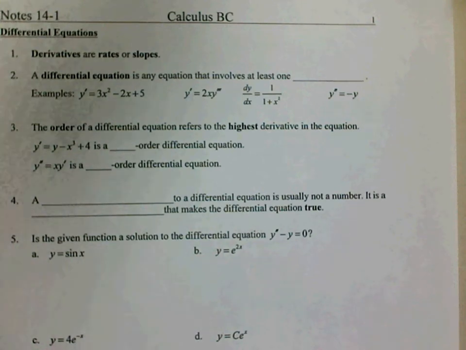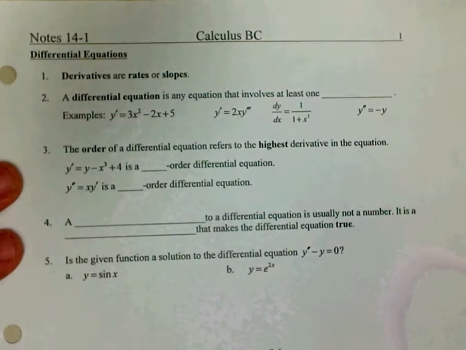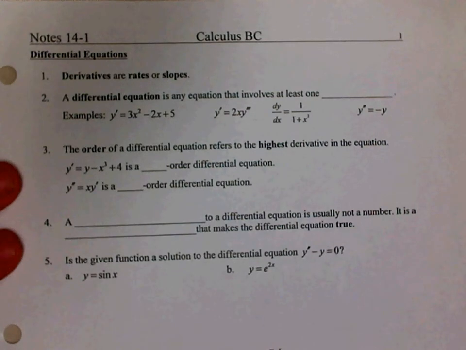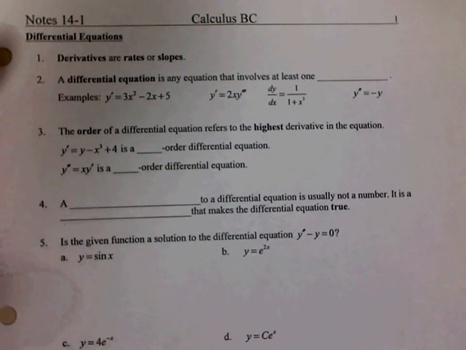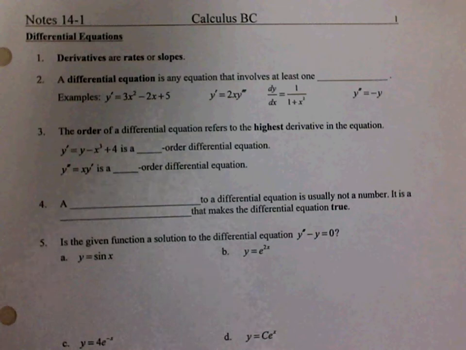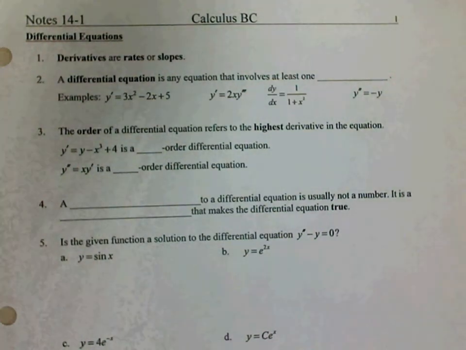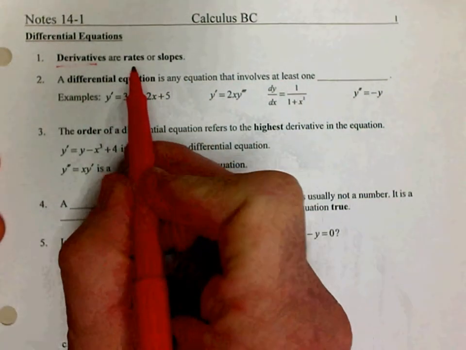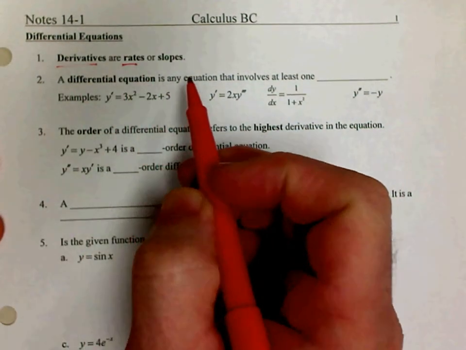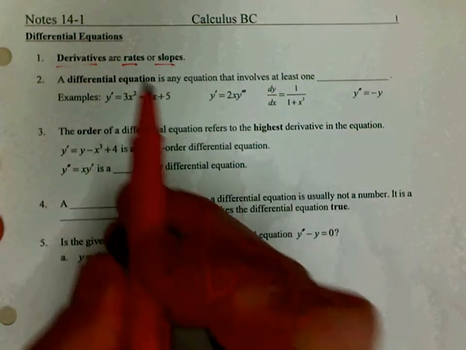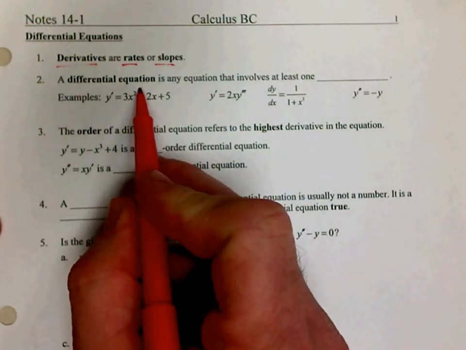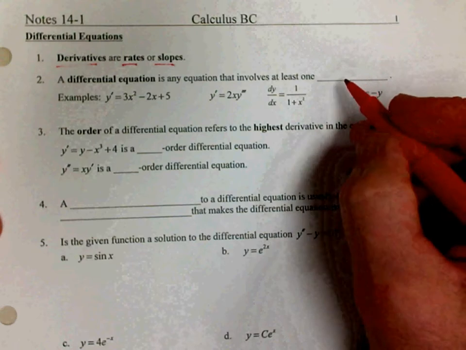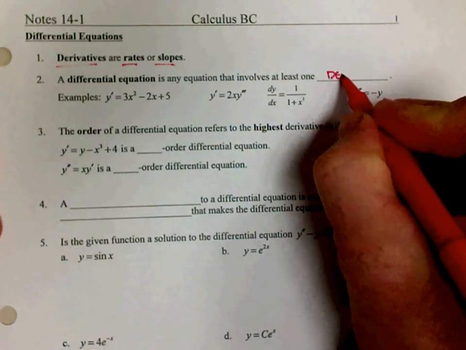These are Calculus Notes 14.1, the start of Chapter 14. Differential equations is what we'll be covering in Chapter 14. So let's get a brief summary of what we're talking about there. First of all, a derivative. A derivative is a rate, a slope, a rate of change. A differential equation, then, is an equation that has at least one derivative in it.